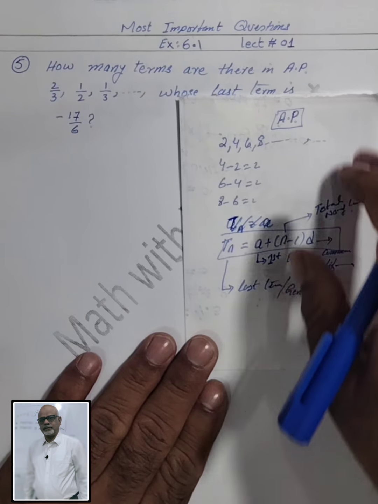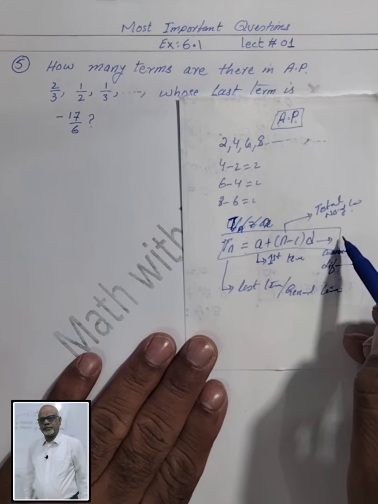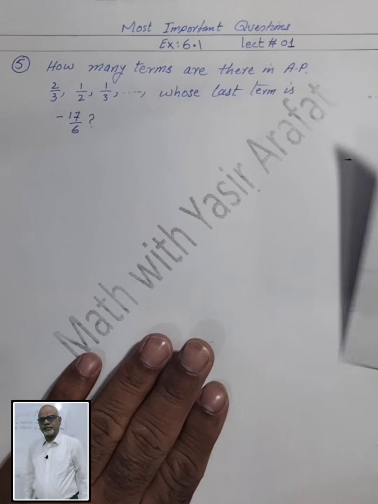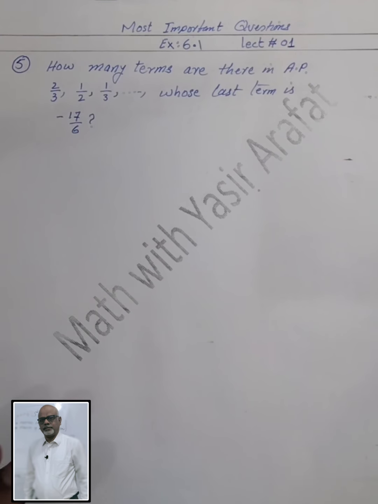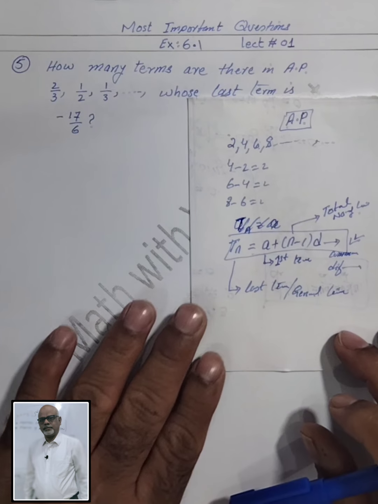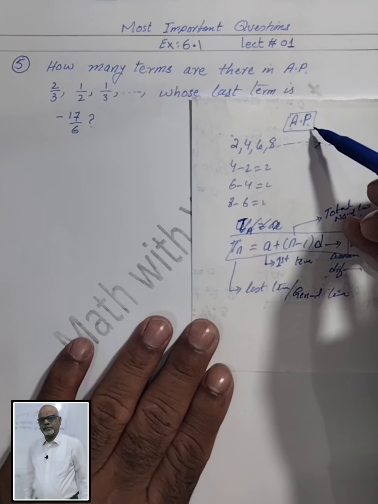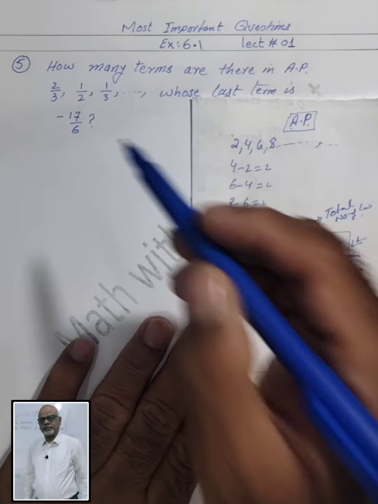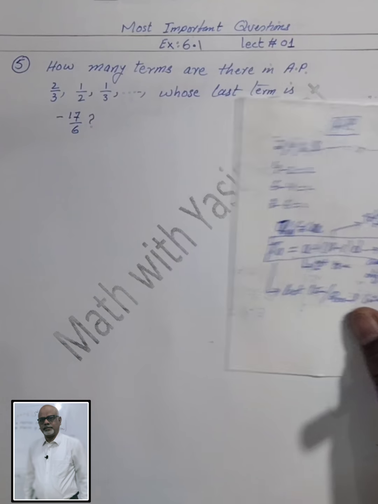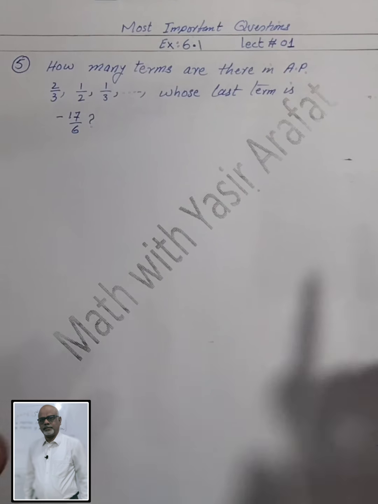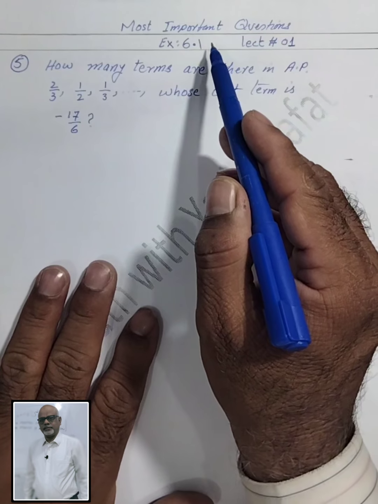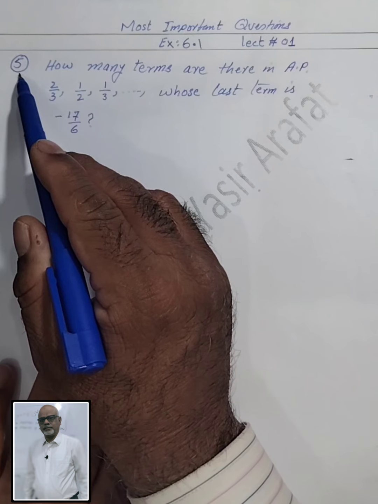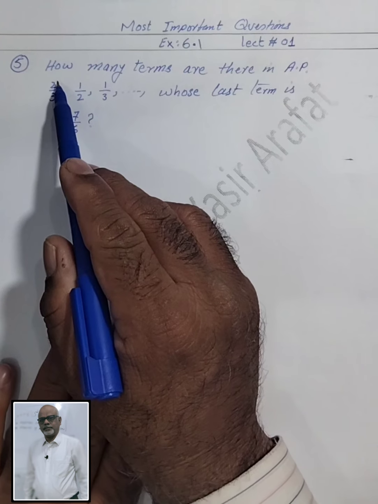Now come to the question here. We have discussed what AP is and the basic formula, dear students. Again, focus on this here. This is the basic formula which we have to use in question number 5. We are going to discuss the most important, most expected question of exercise 6.1, that is question number 5.